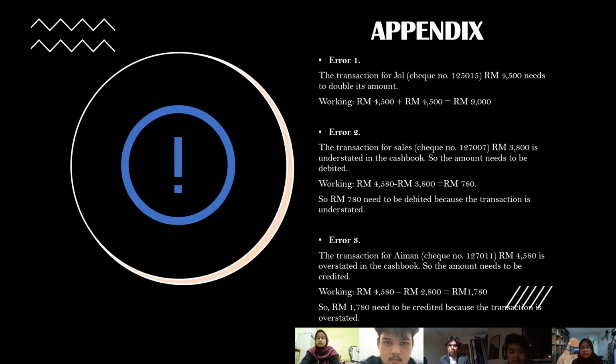So for error number 3, the transaction for Ayman, check no 127011, RM 4580, is overstated in the cash book. So the amount needs to be credited. Working plan: RM 4580 minus 2800 equals 1780. So RM 1780 needs to be credited because the transaction is overstated. That's all from us. Thank you.